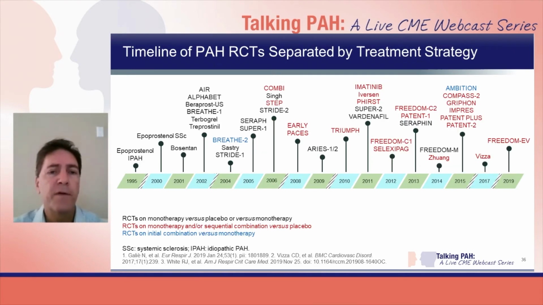The timeline for randomized controlled trials is seen here. The first trial being epoprostenol. One of the more recent trials was the FREEDOM-EV study. These are all randomized controlled trials that were really trials that led to the approval of drugs for the most part. There were some that were post-approval. Most recently, the AMBITION study, which was a study not of drug approval for registry, but rather a drug strategy showing the benefits of combination therapy.